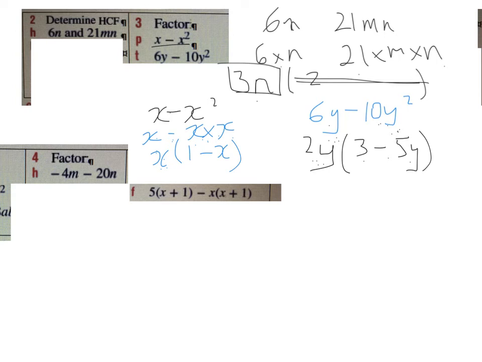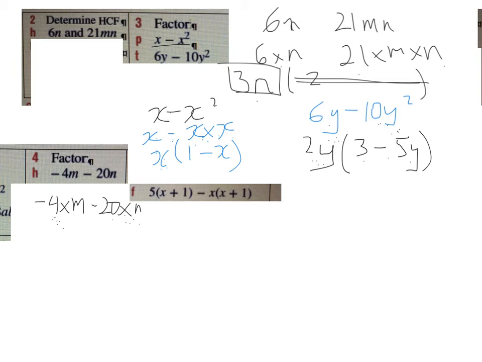Okay. If we've got negatives, it doesn't matter, the same goes. So here we've got negative 4m minus 20n. What is common to both of them? Well, the letters are different, so we can't take out any letters. Does 4 go into 20? Yes. So we're going to divide both of these by negative 4, because it's just what we do.